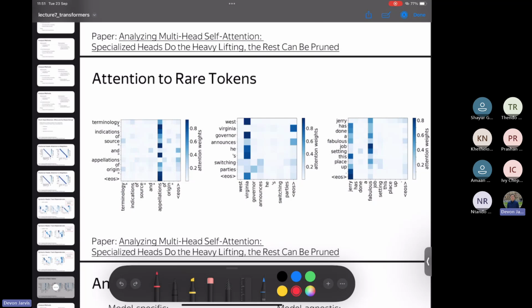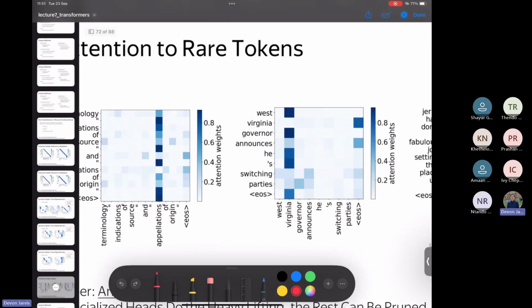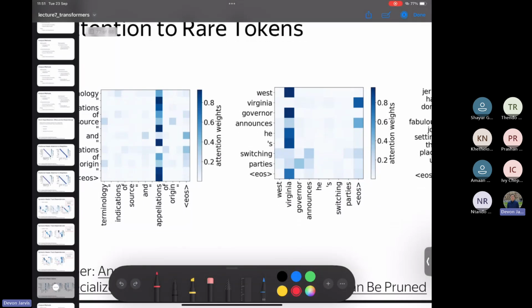And then in general, you also get rare token heads, which are always attending to these really strange tokens in our sentence. Why is that helpful? Well, because rare tokens are almost always meaningful, right? So if we're talking about the terminology indications of source and appellations of origin, that word appellations is really rare. We don't really know what it is. And so now we're going to look back and always try and disambiguate it as our model moves forward.